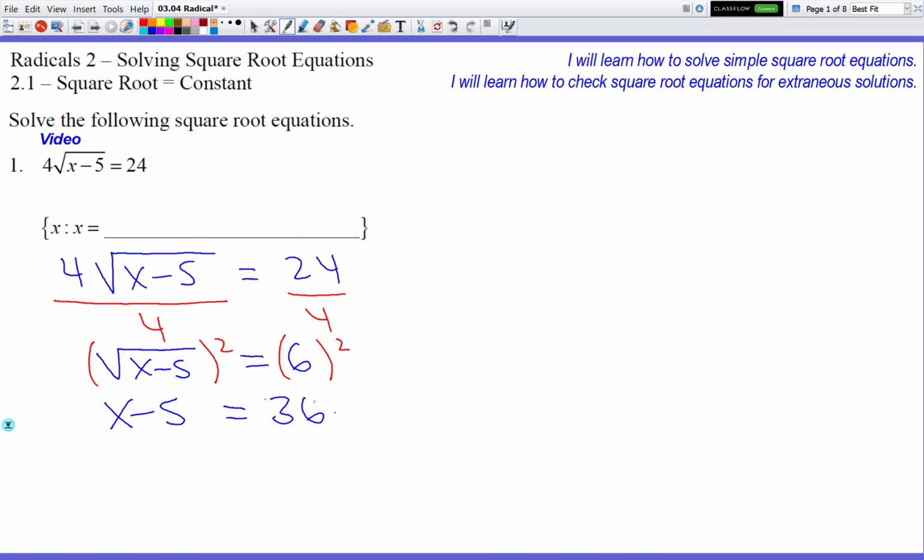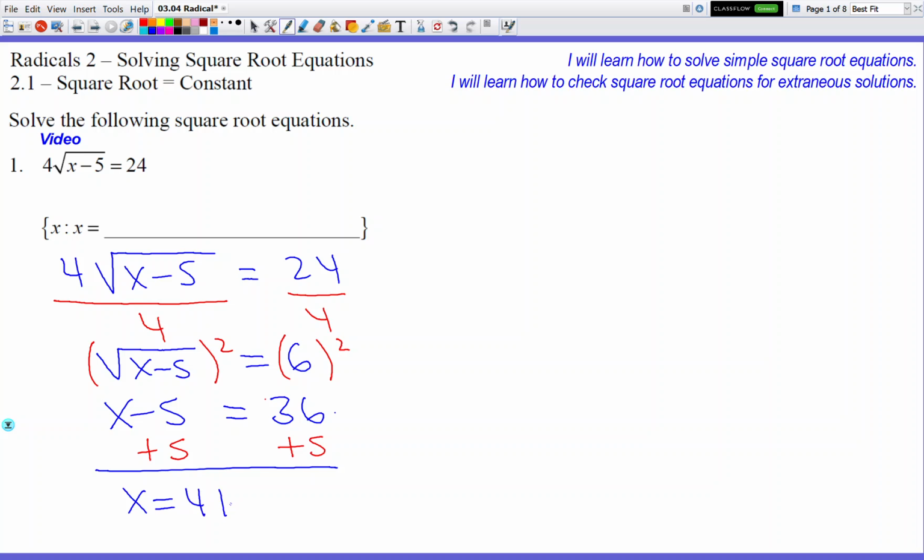Okay, and now you don't see the square root symbol anymore, and now that negative 5 is able to be dealt with. So now you can finally deal with that negative 5, and the way to deal with it is exactly how you wanted to do before. You're going to add 5 on both sides, and you're going to get x equals 41.